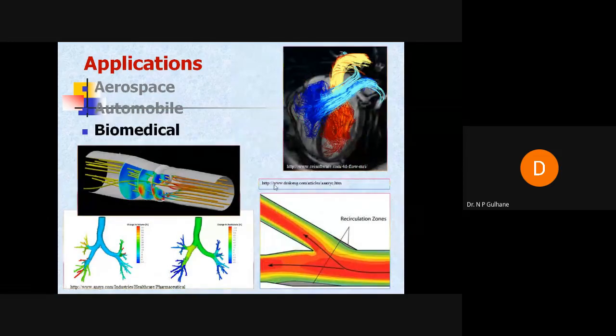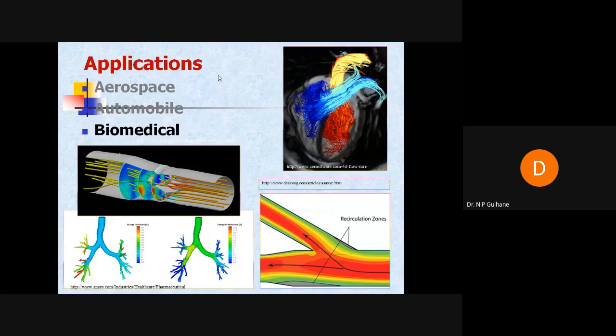Now, these are some pictures from the biomedical group. We are now studying CFD applications. Then slowly we will move to the actual applications in defense and aerospace, and we will focus on microfluidics. Before we go into detail, let me give you a flavor of how CFD is applicable in different fields. So aerospace is one, automobile is second, and biomedical is third.